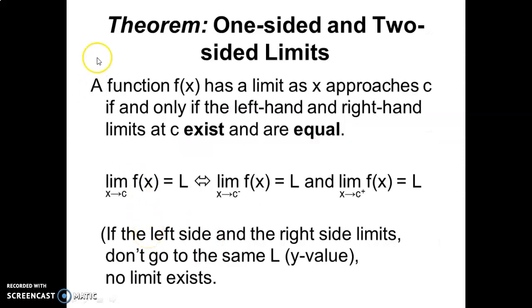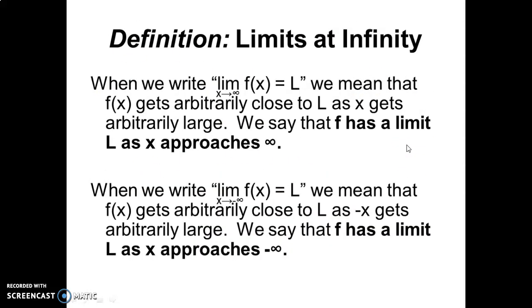Okay, and so this definition here, this theorem of one-sided and two-sided limits, says that a function has a limit if and only if the left and right-handed limits are equal. So in other words, a limit exists, okay, only if you get to the same number from the left side and the right side. And if you get to a different number from the left side and the right side, then there is no limit for that particular number. And I'll show you an example of this later here in a minute.